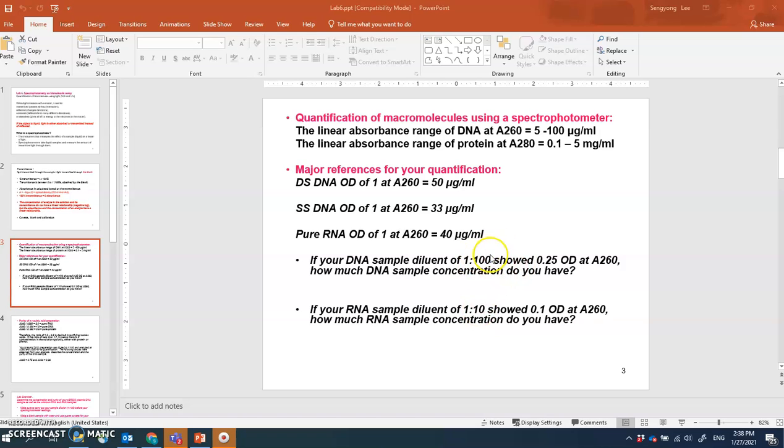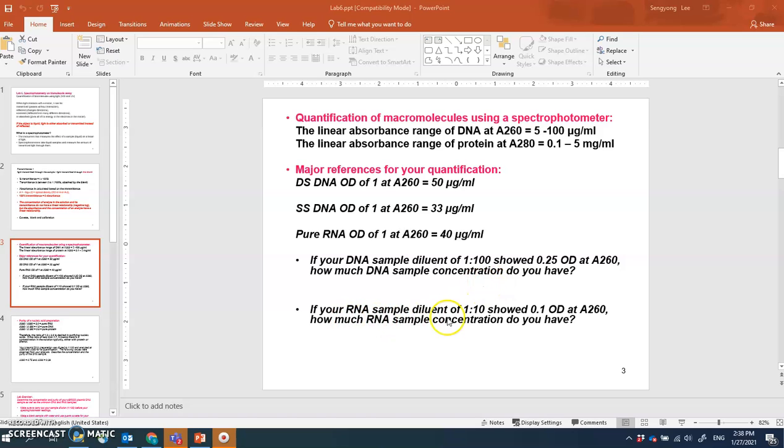One thing that you didn't complete is it's diluted, 1 to 100 diluted. So whatever the concentration you get, you have to multiply 100 to get the concentration of undiluted DNA sample. You have to always consider that dilution factor.